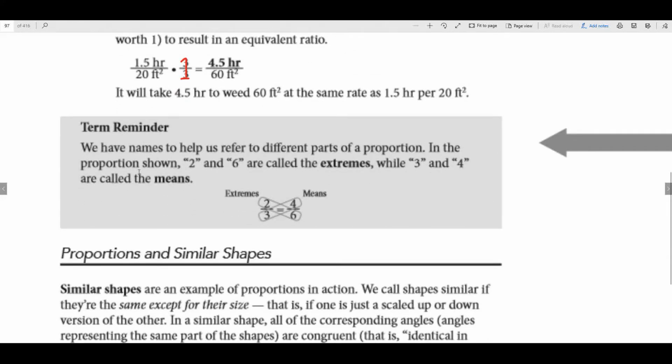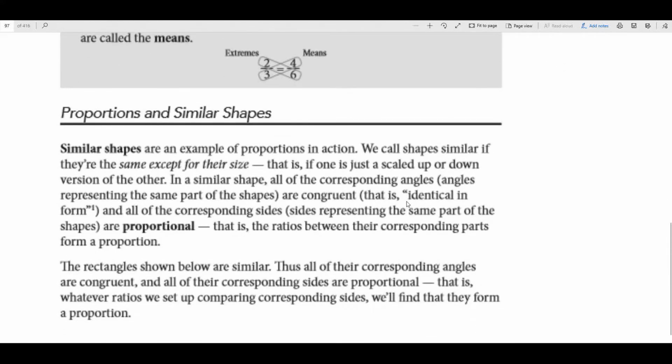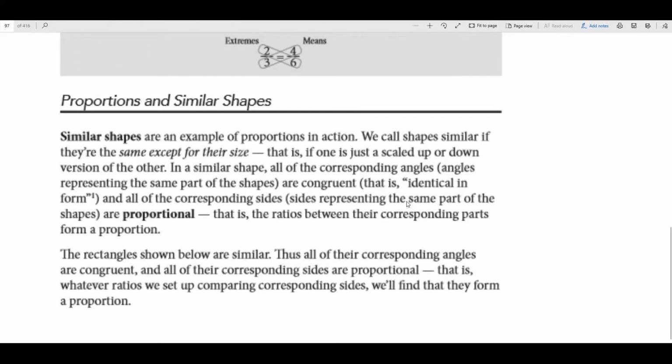Okay? Now remember, I didn't remember this when I read through this. I remember looking over it, but we haven't used it. But there are names to help us refer to the different parts of a proportion. These crossways here are the extremes, and these here are the means. I don't know why we need to know that, but apparently we do. Okay, so that is kind of the first part of the lesson. Remember, we're going over similar shapes now and using proportions with shapes.